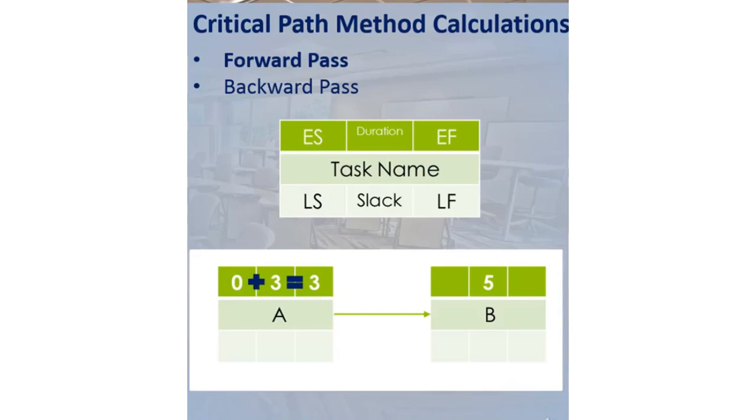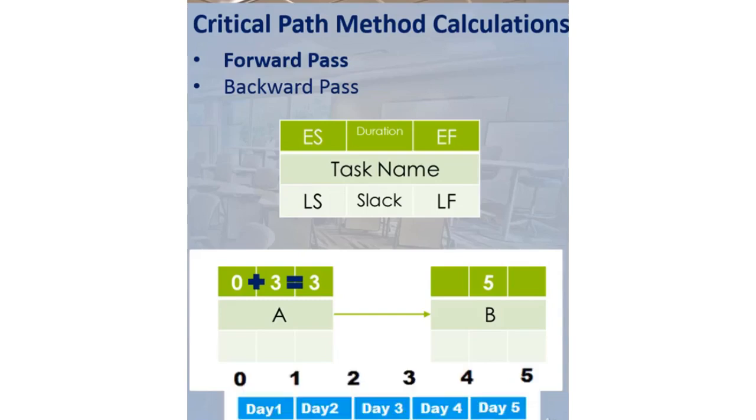Here, starting with the day 0 may be a little bit confusing. We can think it like this. First day starts from 0 and ends in 1. Second day starts from 1 and ends in 2 and so on. ES and LS values are the start of these days. Thus, when we say task A starts on the day 0, we mean that the task starts on the first day.